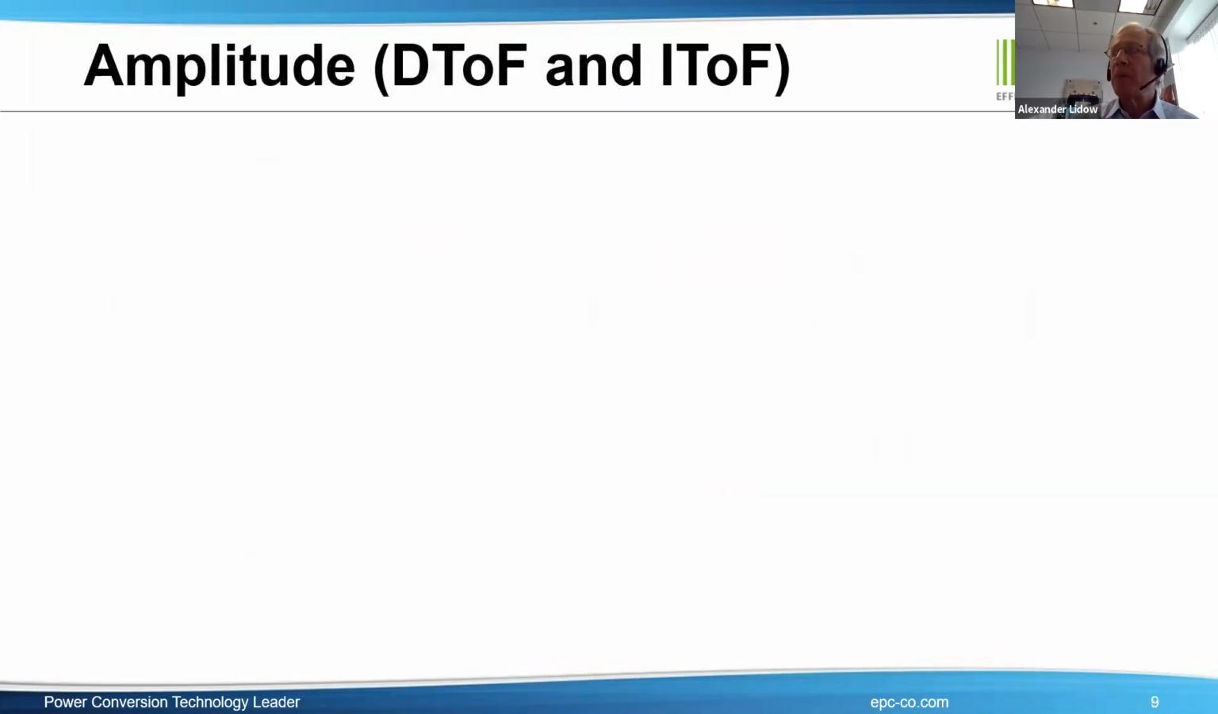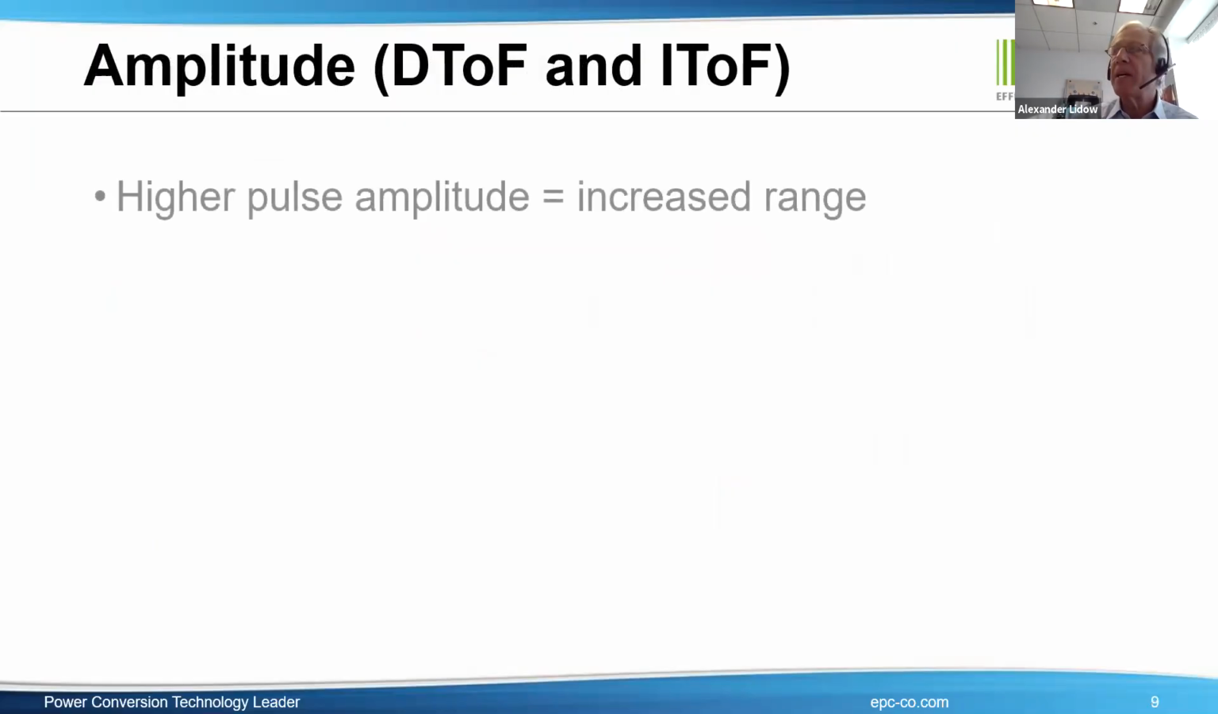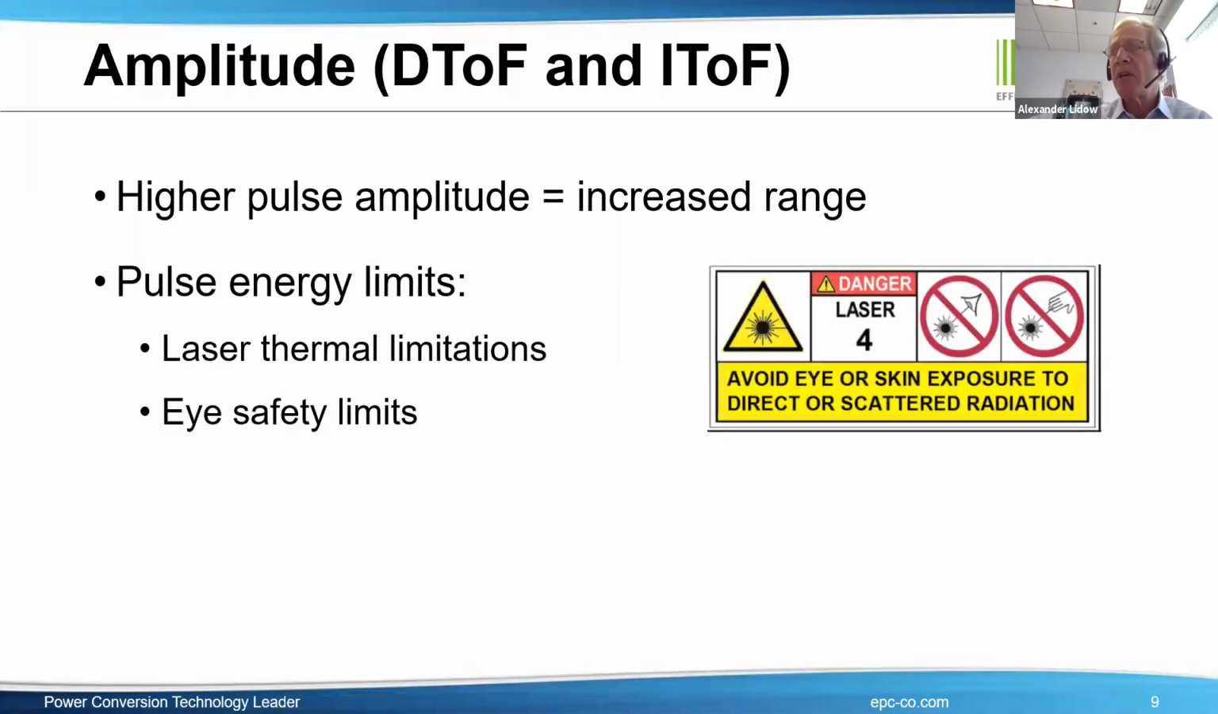Now, what about amplitude? Amplitude is important because basically the higher the amplitude of the pulse, the farther you can see. The amplitude is how much power you can put into a laser in a pulse, and that's equal to how many photons come out.